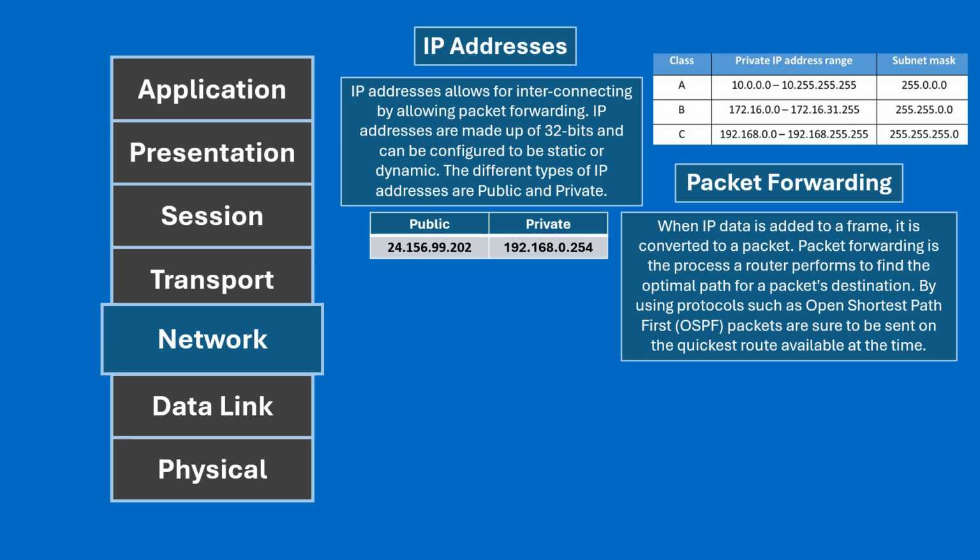Another technology used at Layer 3 is packet forwarding. When IP data is added to a frame, it is converted to a packet. Packet forwarding is the process a router performs to find the optimal path for a packet's destination. By using protocols such as Open Shortest Path First, packets are sure to be sent on time using the quickest route available.